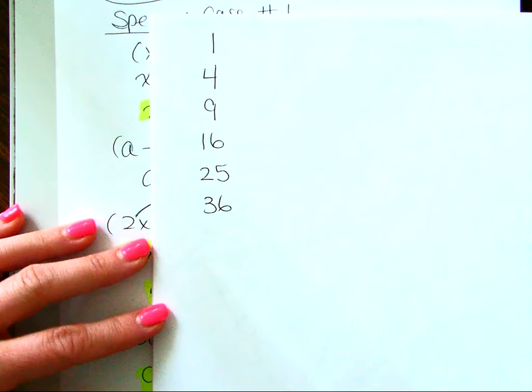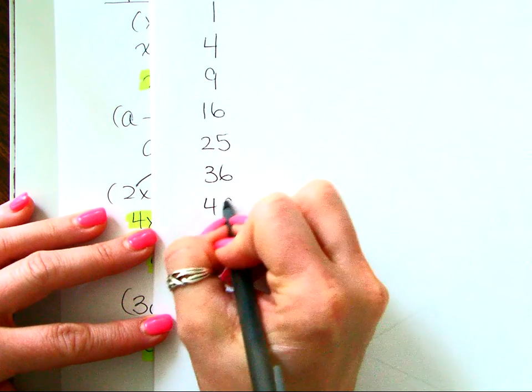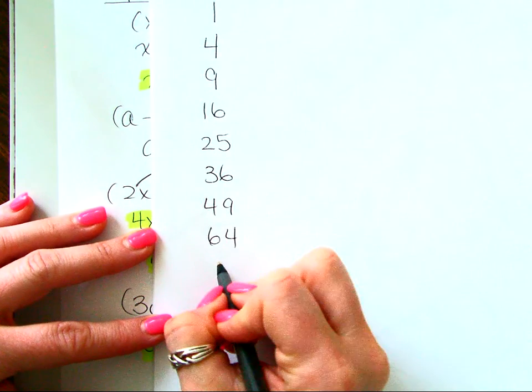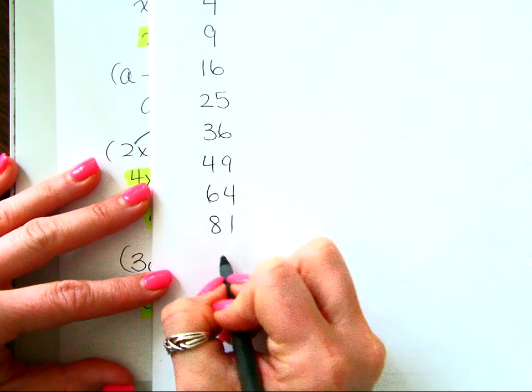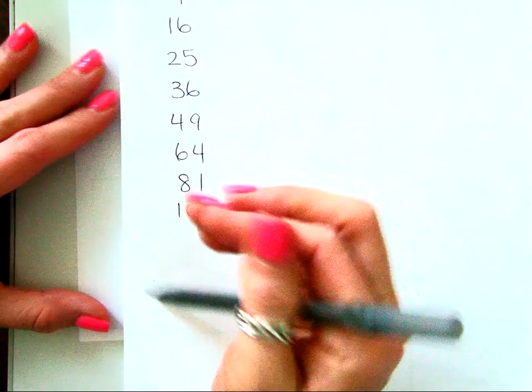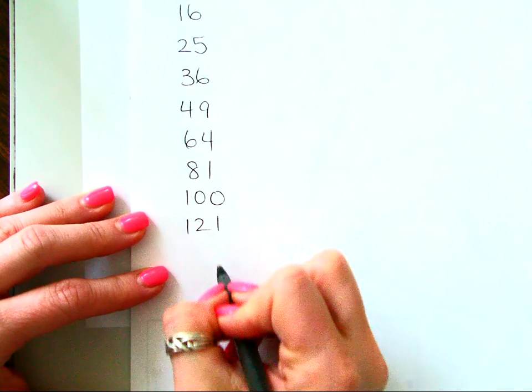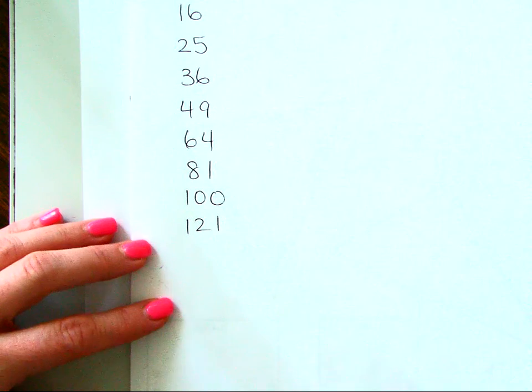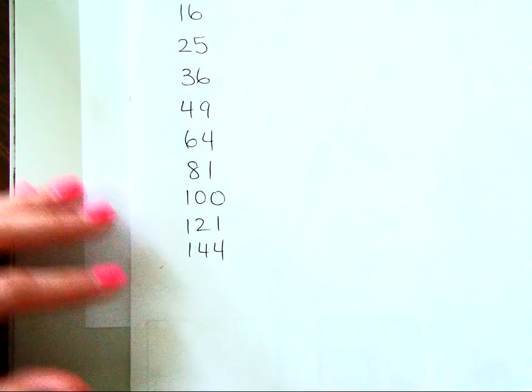What's next? 49. What's next? 64. Then? 81. 100. 121. Anybody still not with us? Okay, 144, and that's usually about where it stops.